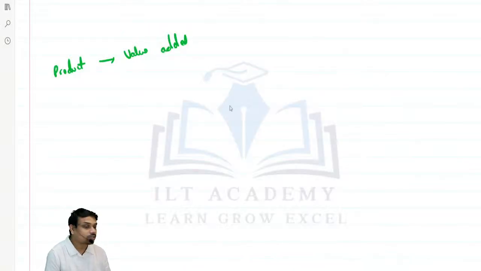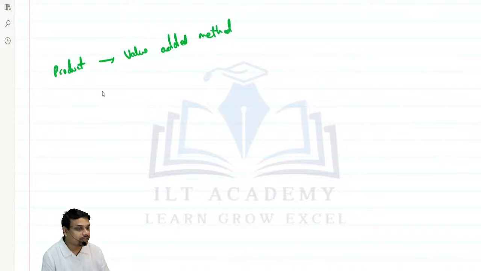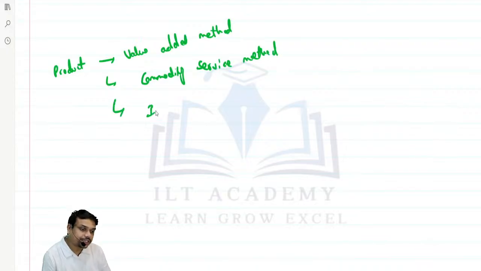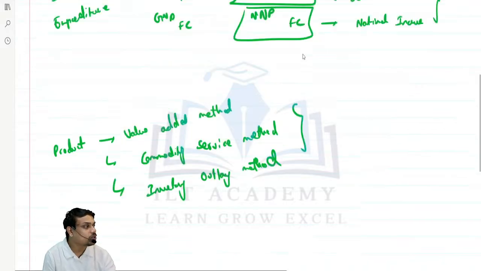ठीक है? 3 methods क्या है? एक है प्रोडक्ट और एक है एक्सपेंडिचर. अब जो प्रोडक्ट आता, प्रोडक्ट मेथड के लिए दुनिया भर के नाम है. क्लियर? प्रोडक्ट मेथड इज नथिंग बट कॉल्ड एज वैल्यू एडेड मेथड, commodity service method, inventory outlay method. right? ये हो गया हमारा basic distinction.